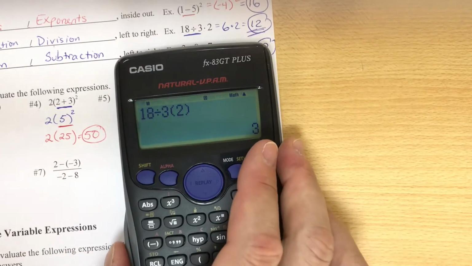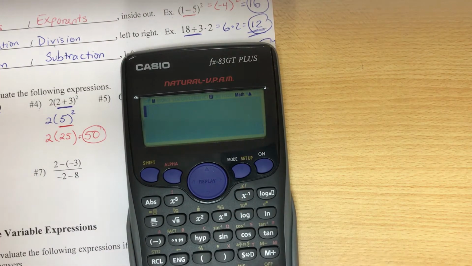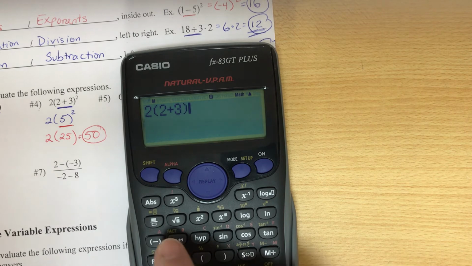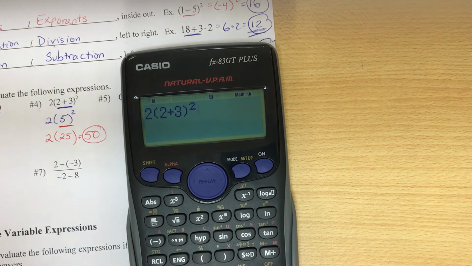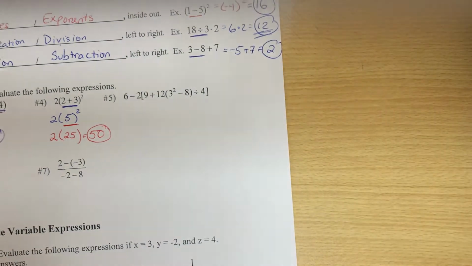Okay, and I can always check. Now we want to do a lot of this with our mental math, but it's always a good idea to check on the calculator. So there's the original problem. I should get 50, and I do, so this is good.